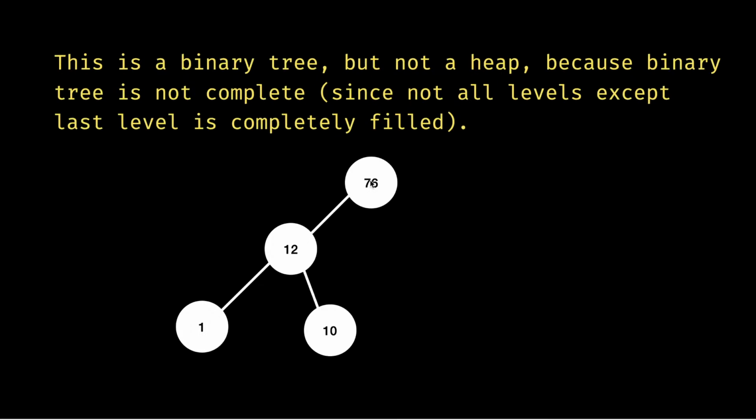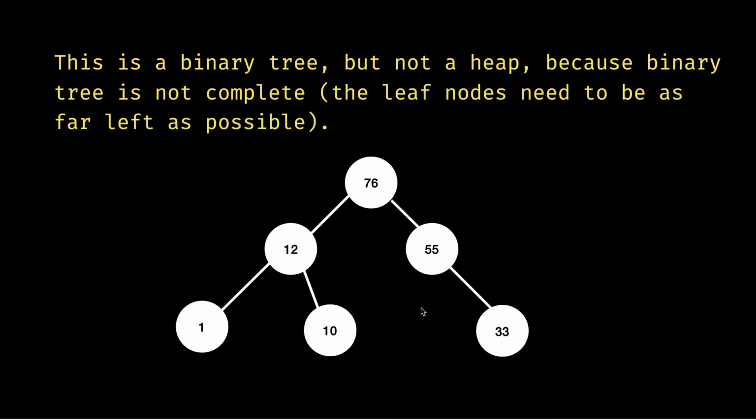Now this is a binary tree, but this is not a heap because the binary tree is not complete. For it to be complete, all the levels except the last level need to be completely filled, but in this case the second last level is not completely filled. We have a vacant position here, right? So this is not a complete binary tree, and so this is not a heap.